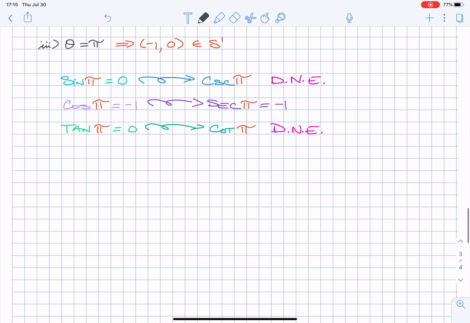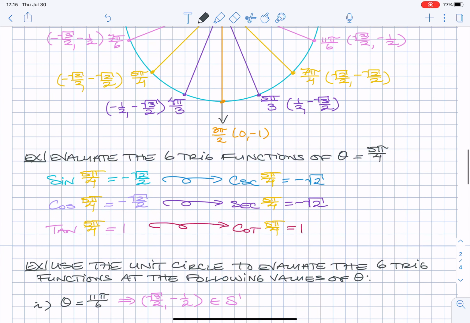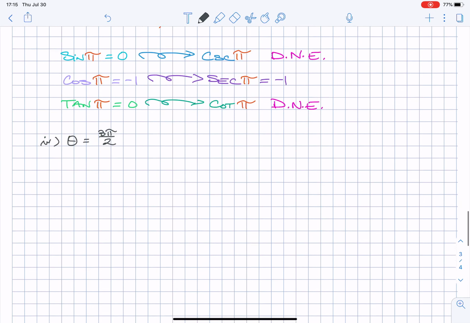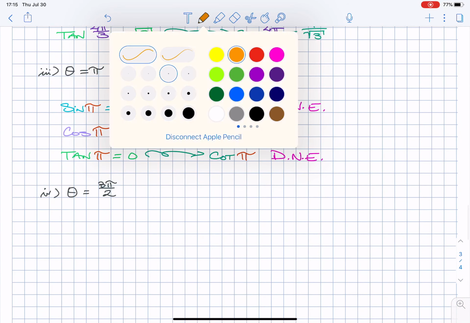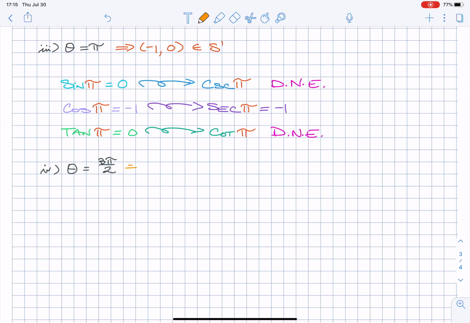Okay, how about one more for good measure? I know third time's a charm, but let's do another quadrantal angle. How about 3 pi over 2? So now we're down here, 3 pi over 2, which is 0, -1. That's an orange, pardon me. Okay, so this is 0, -1 on the unit circle.